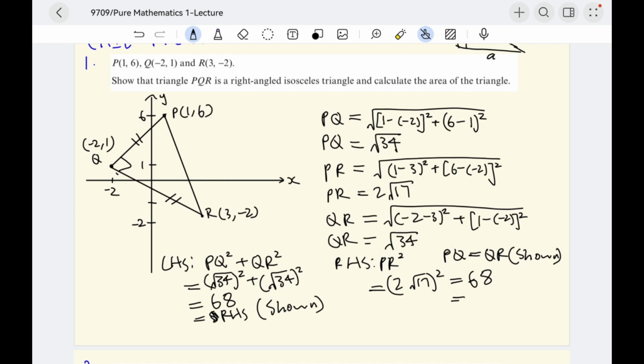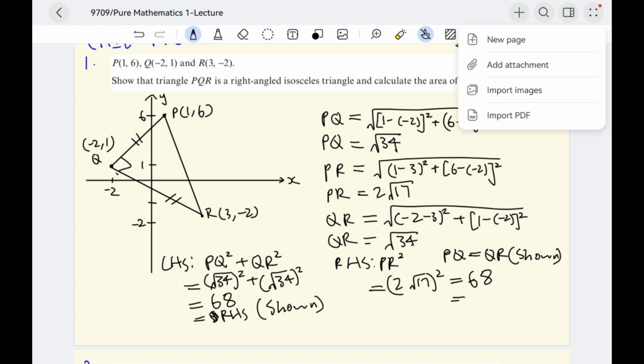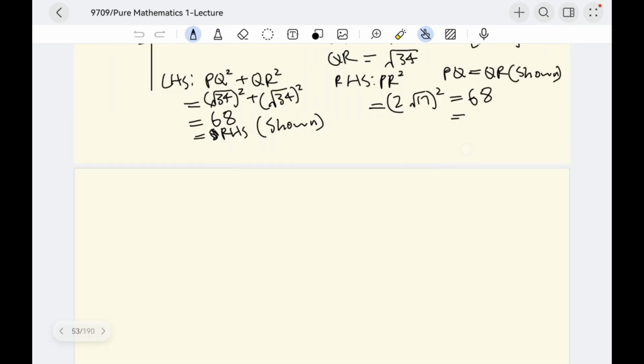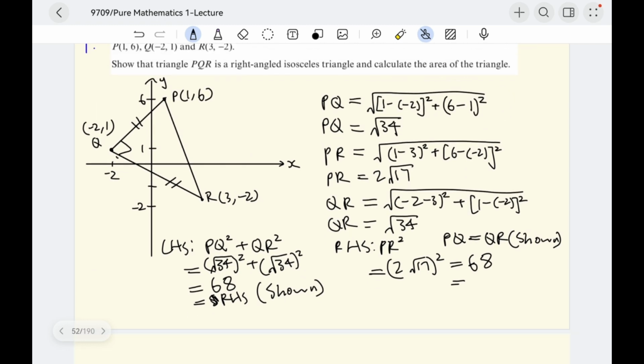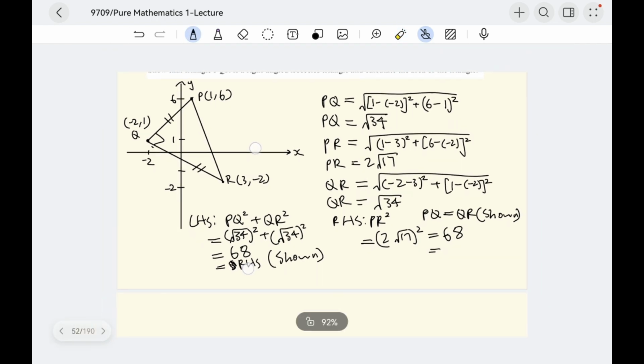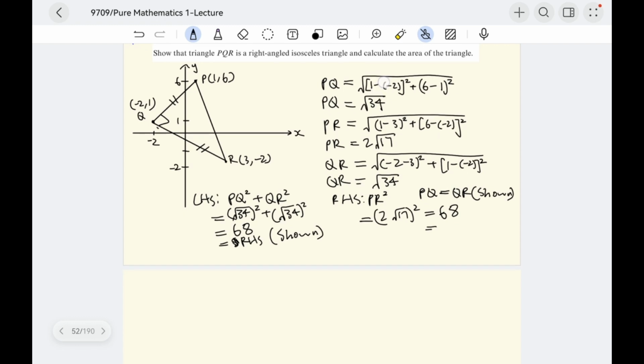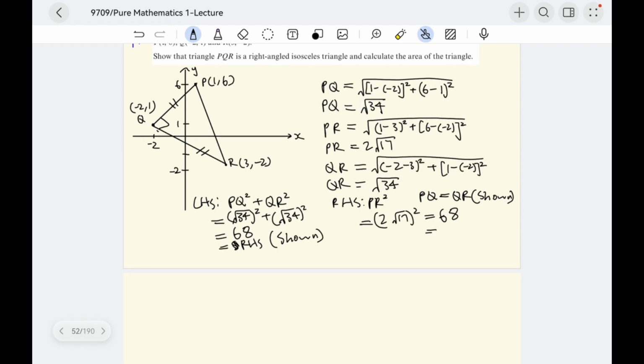Alright, I need to create a new page, since there's insufficient space for me to perform the next working, which is to calculate the area of the triangle. How to calculate the area of the triangle? It's very simple. You can use Heron's formula, or you can use the shoelace formula.